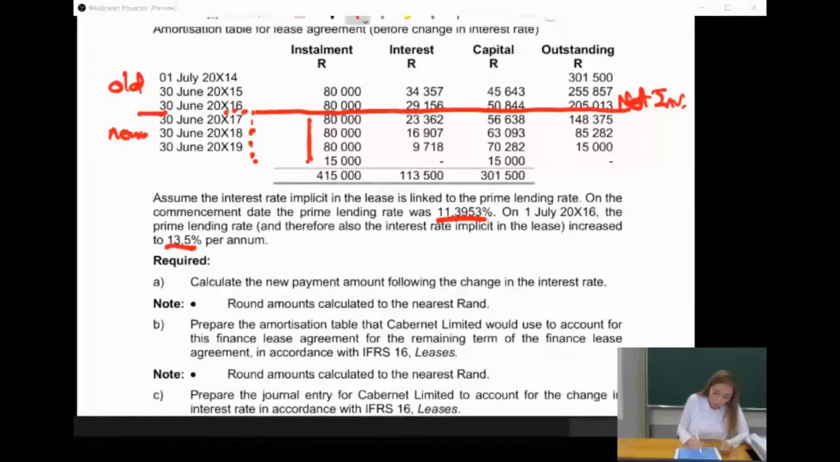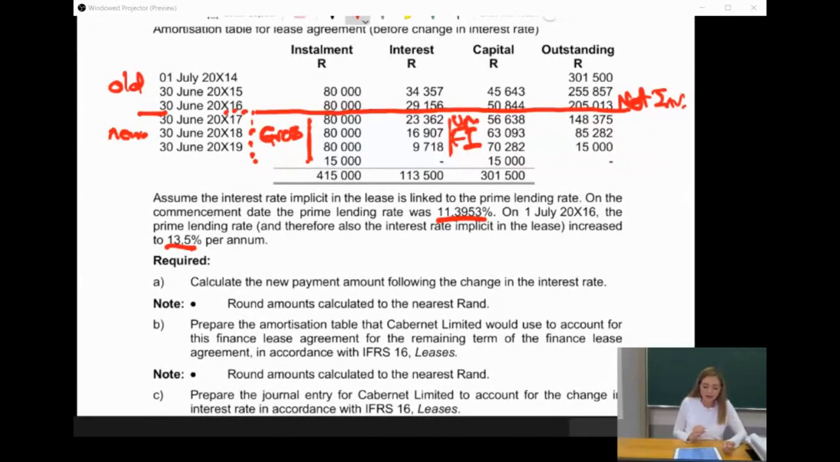So that means that on this day, we would still have all these lease payments in my gross investment in the lease, and all these interest amounts, the total of that will be my unearned finance income. Okay, so that's the balances that we will still have in those two general ledger accounts to end up with our net investment of 205,013.